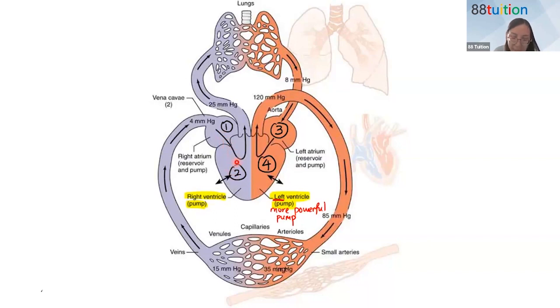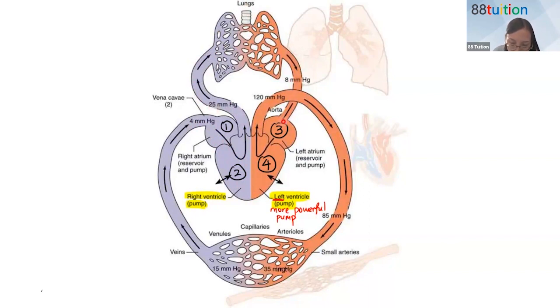Now the second chamber is a pump. When you have a pump, it will pump up the pressure. So at first you started with pressure 4. From pressure 4, it will go to 25. Pressure is going up. And then from 25, it will go to your 2 lungs. And then after that, it will naturally drop from 25. It will drop to 8.